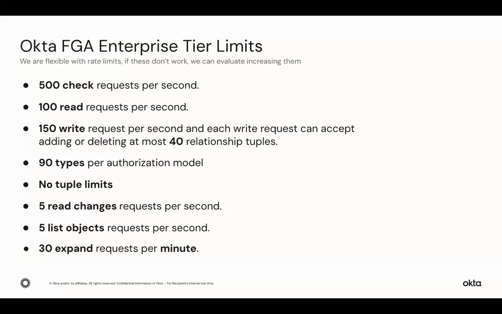But the main API you'll be asked for is the check API, because that's basically what FGA is used for. So the default is 500 requests per second. So you can call FGA 500 times to check the permissions. If you're asked about the latency, latency is usually less than 50 milliseconds.